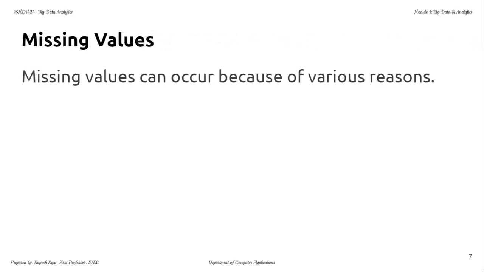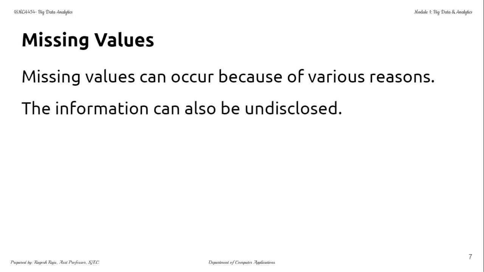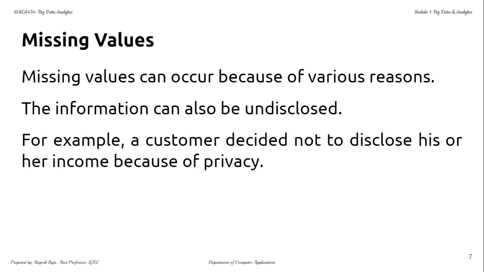Okay. So moving on, when we talk about exploratory statistical analysis, there are multiple steps involved in it. The first one is to identify the missing value. So this missing value can occur because of various reasons. Sometimes information can also be undisclosed. For example, a person doesn't want to disclose his data. If you see an example which is given here, a customer decided not to disclose his or her income because of privacy. So that may be one reason why the information is missing there. So here the information is undisclosed.